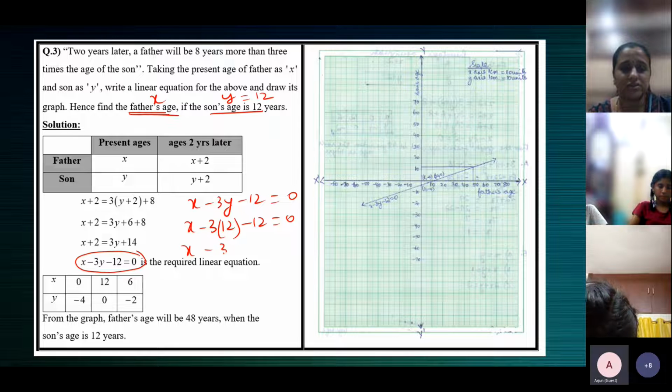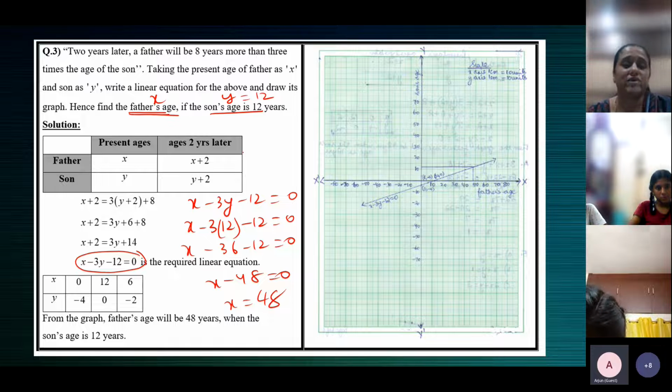So X minus 36 minus 12 is equal to 0. X minus 48 is equal to 0. X is equal to 48. So when the son is 12 years old, the father will be 48 years old. So you must be able to find these numbers on your graph paper, that is Y 12 and X 48.